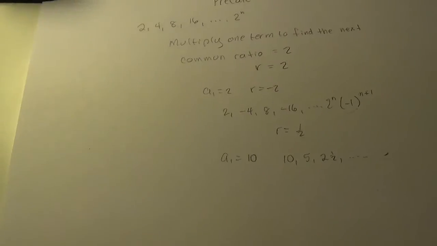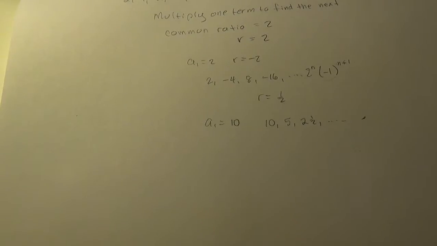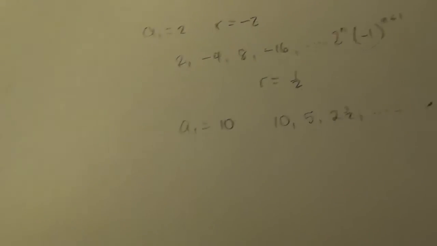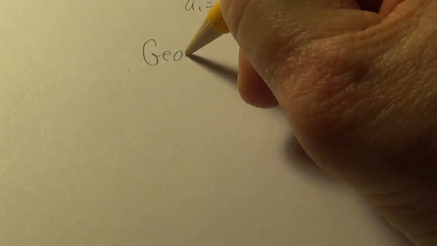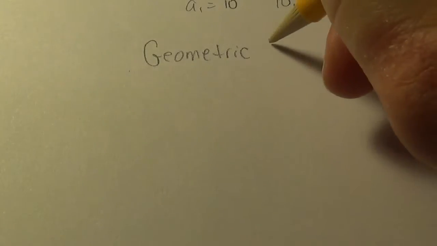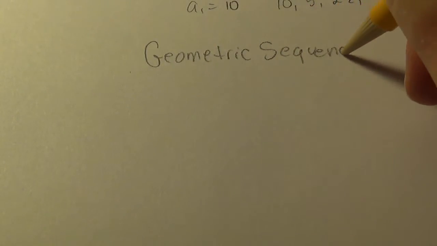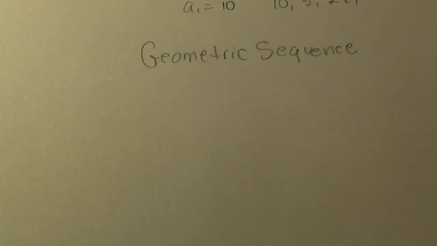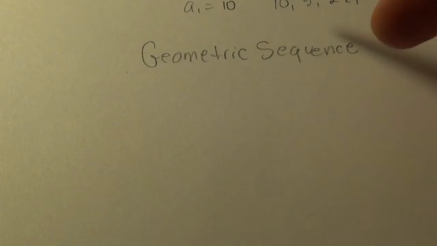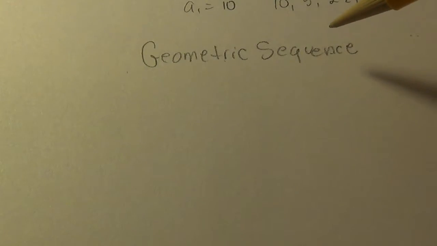All right, let's come up with a formula for the nth term. Let me zoom in a little bit more. So we're going to look at the very first term in this new kind of sequence where we have common ratios, called a geometric sequence, where one term is multiplied by one number to get the next term, and the same number to get the next term, and so forth. It's called a geometric sequence.